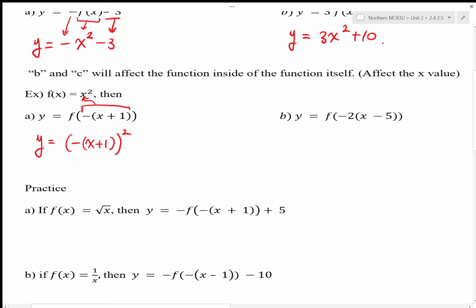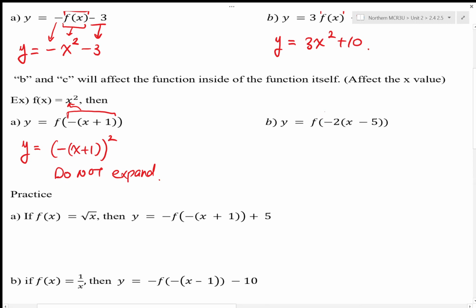Now, one tip is do not expand this, okay? Do not expand. If you expand, you're literally just putting yourself into trouble, okay? Now, same thing over there. This is inside of the outer brackets, right? So the outer brackets are these.